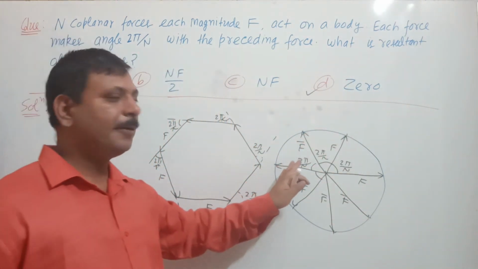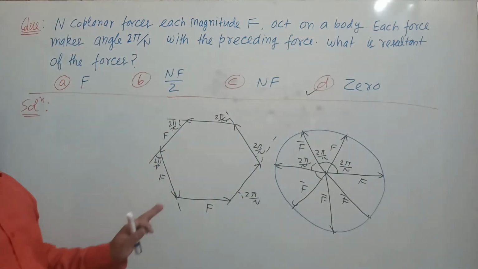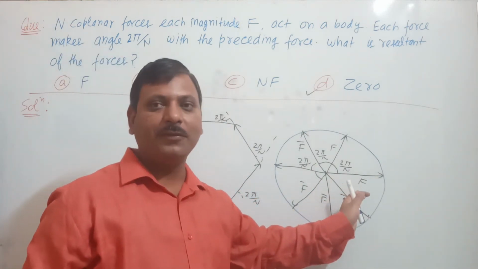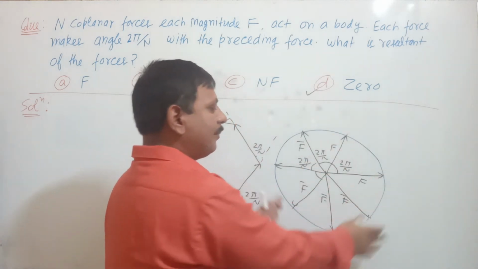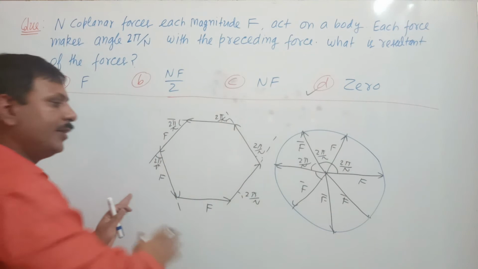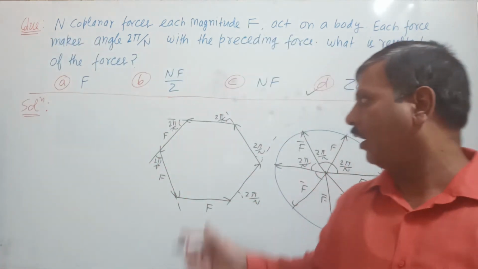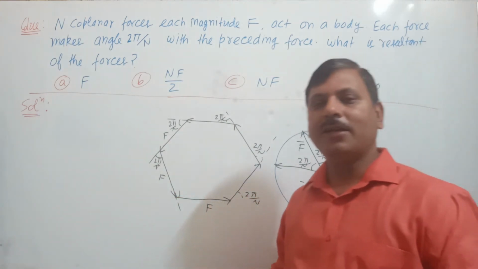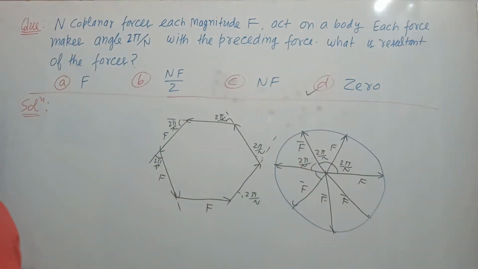Remember one thing. If n forces are there, coplanar, and the angle between them is 2 pi upon n, so we can represent them in the form of a circle. If divided into n parts, we can represent them in that form. If you are drawing, okay, they will form a closed polygon inside. If they form a closed polygon, then 100% their resultant will be the null vector or 0 vector.